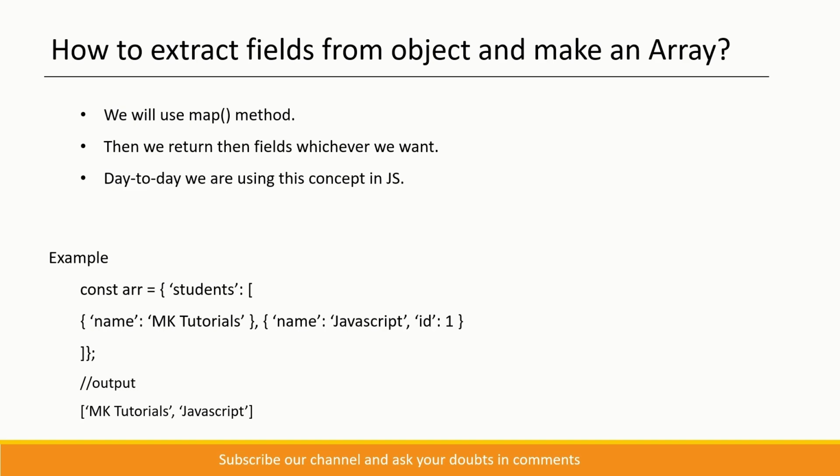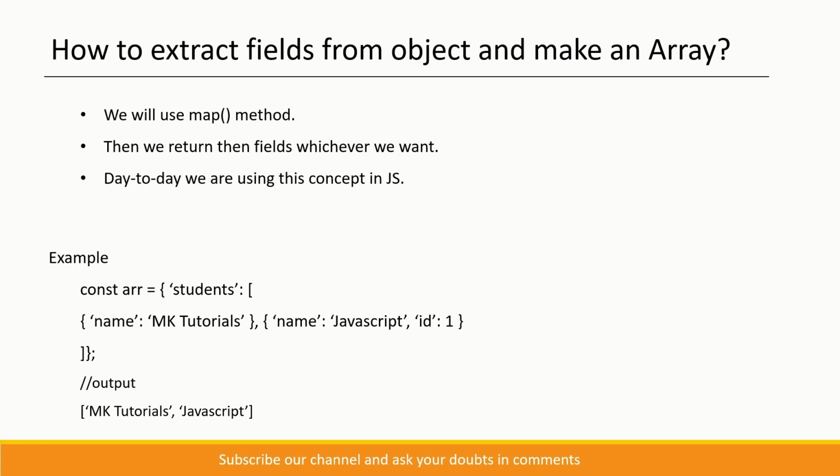Let's see how we are going to implement this scenario at the code level. Before that, below you can see the overview of this example. Here I have declared one object. Inside that object there is a students array, containing multiple objects with key-value pairs. There are a lot of key-value pairs, but in the final output we want only the name. So how do we extract only the name from the students array?